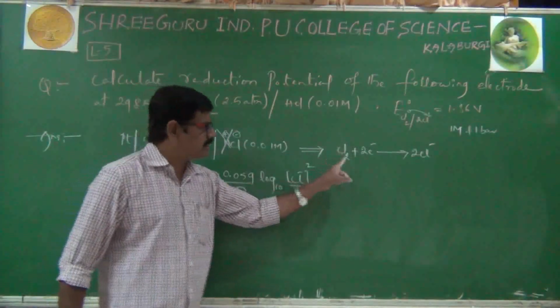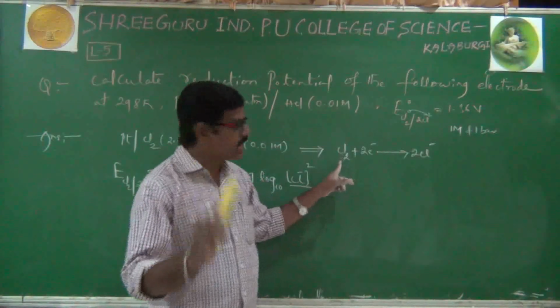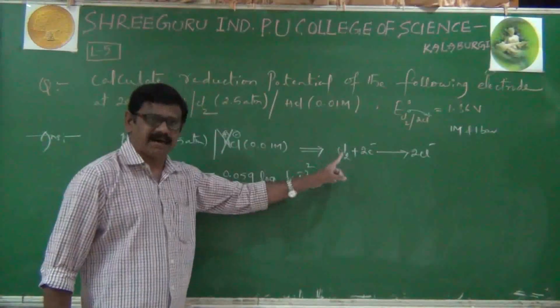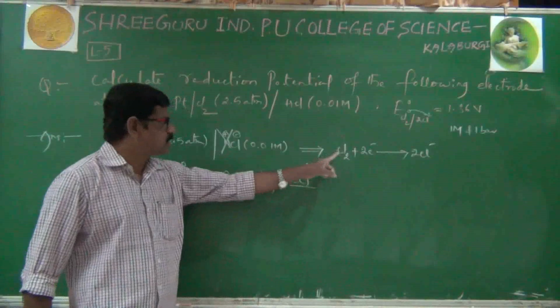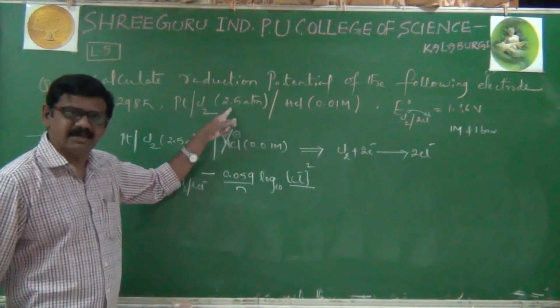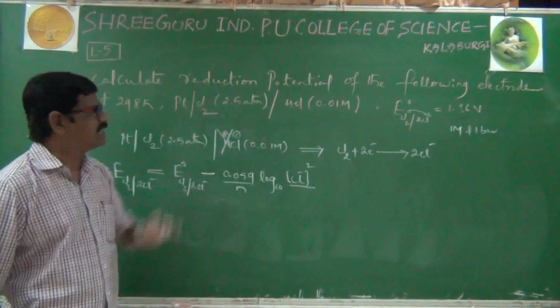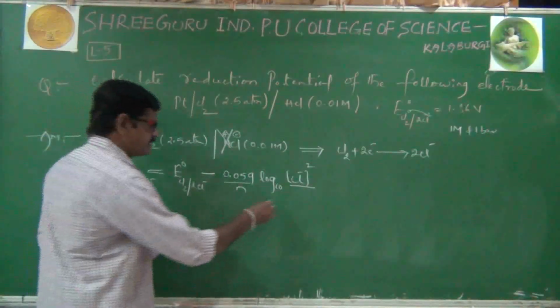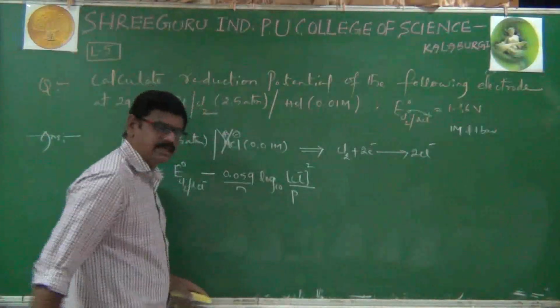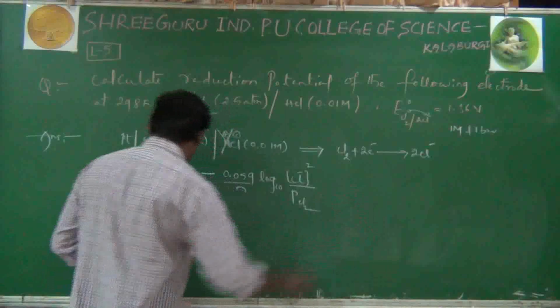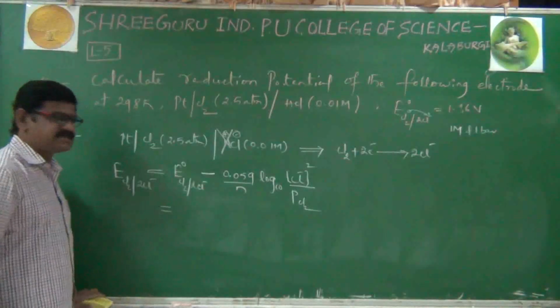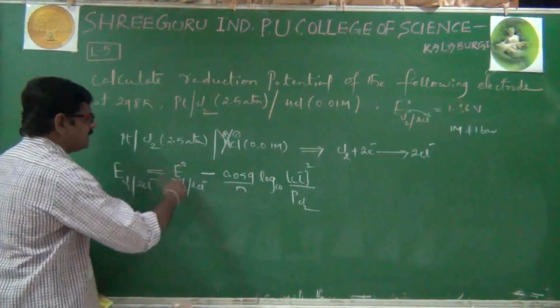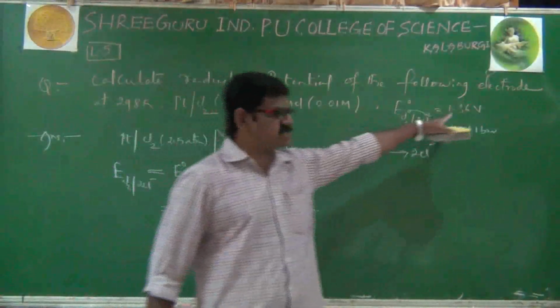But the thing is, the reactant is a gas. For a gas we have to take its partial pressure. Only the chlorine pressure is given in the question, that is 2.5 atmospheres. Therefore, we will write P Cl2 is equal to, now we'll substitute the values. The E naught value is already given in the question.